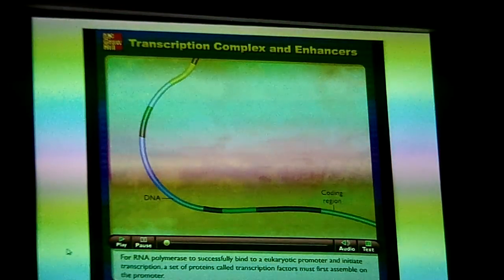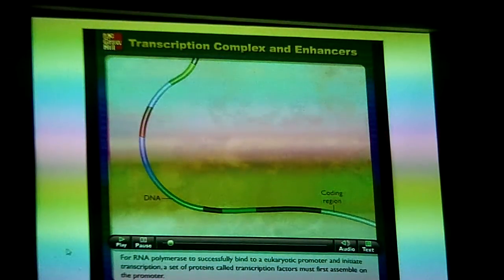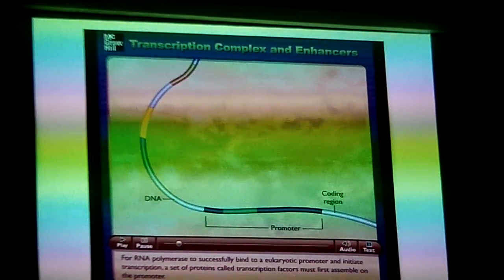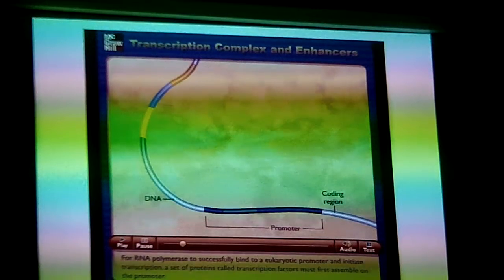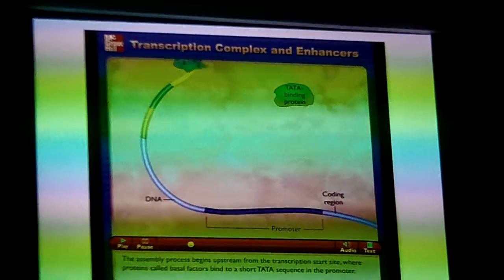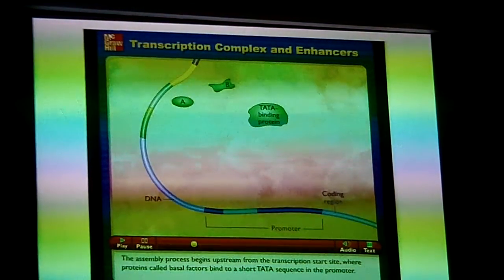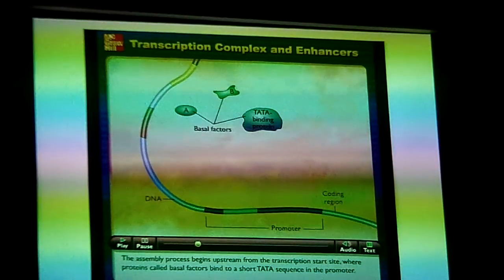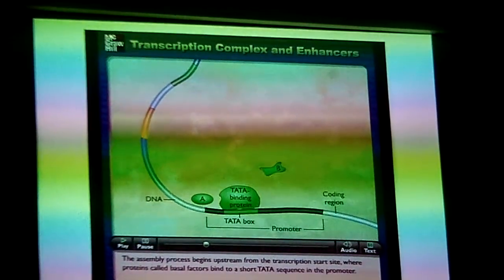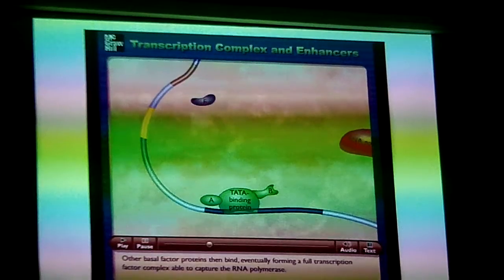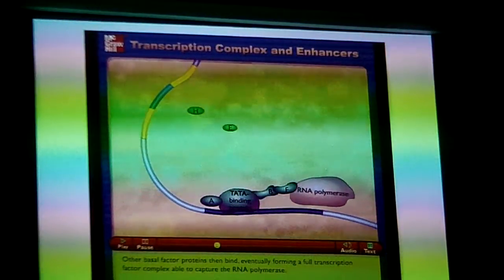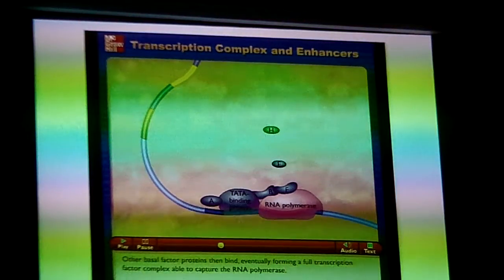For RNA polymerase to successfully bind to a eukaryotic promoter and initiate transcription, a set of proteins called transcription factors must first assemble on the promoter. The assembly process begins upstream from the transcription start site, where proteins called basal factors bind to a short TATA sequence in the promoter. Other basal factor proteins then bind, eventually forming a full transcription factor complex able to capture the RNA polymerase.